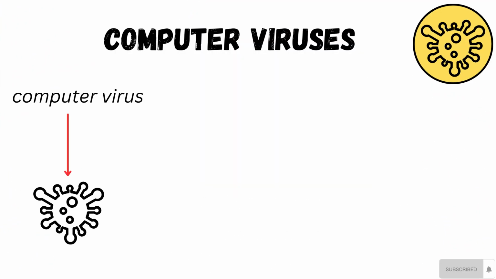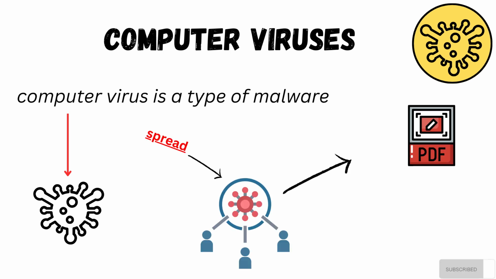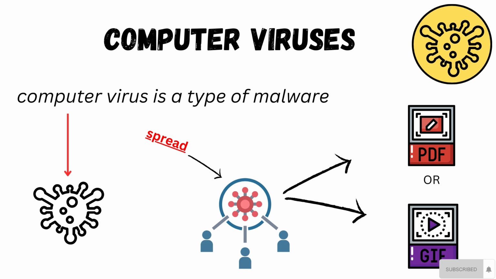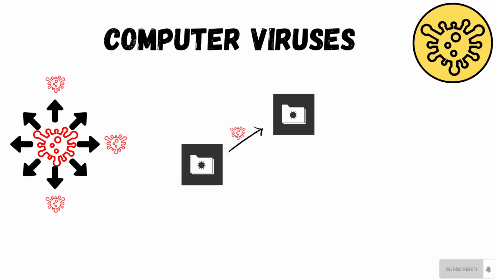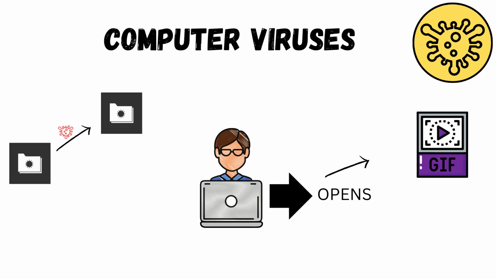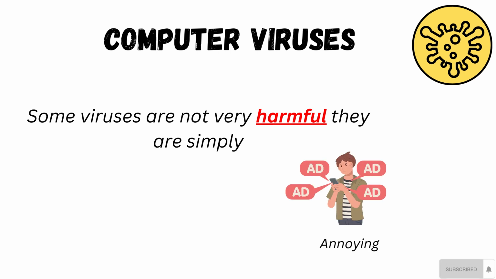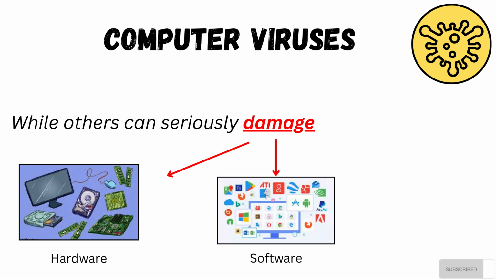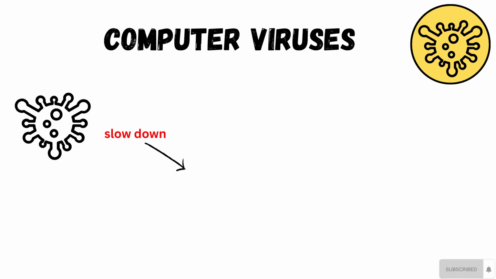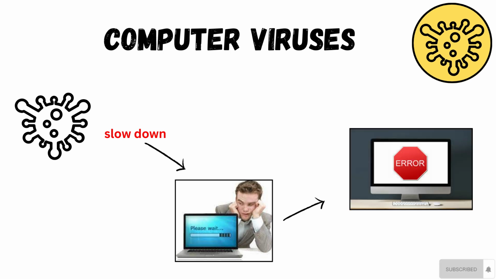Computer viruses. A computer virus is a type of malware that spreads by inserting a copy of itself into another program or file. Most viruses are attached to executable files. Viruses spread and infect other files when a computer user opens the infected program or file. Some viruses are not very harmful, they are simply annoying, while others can seriously damage the hardware, software, or the information stored on the computer. Viruses can also slow down the computer, and some can even stop its operation.